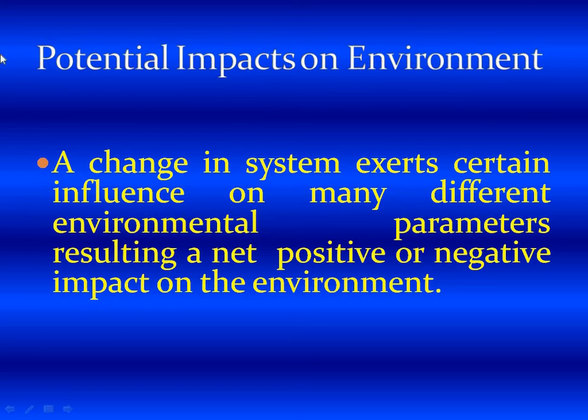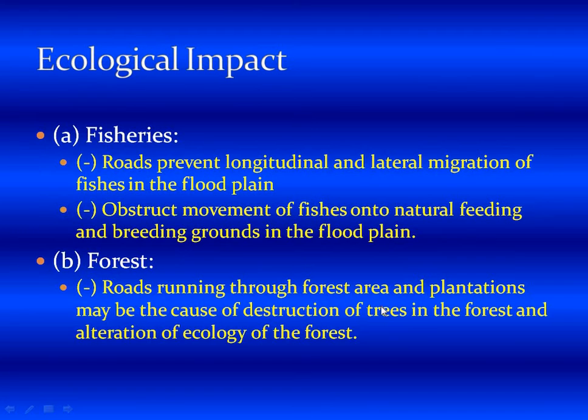Potential impacts on the environment. Now we talk about what impacts it can produce in the environment, because that is the purpose of finding that a change in a system exerts certain influence on many different environmental parameters. Any change in a system will affect other parameters, resulting in net positive and net negative impacts in the environment. We'll see some examples. Ecological impacts, for example, fisheries. Negative impacts: a road prevents longitudinal and lateral migration of the fishes in the floodplains. We are talking about road construction. It affects fisheries, obstructing the movement of the fishes into natural feeding or breeding grounds in the floodplains.